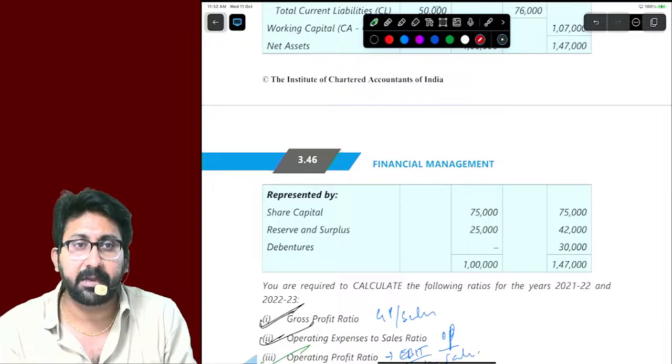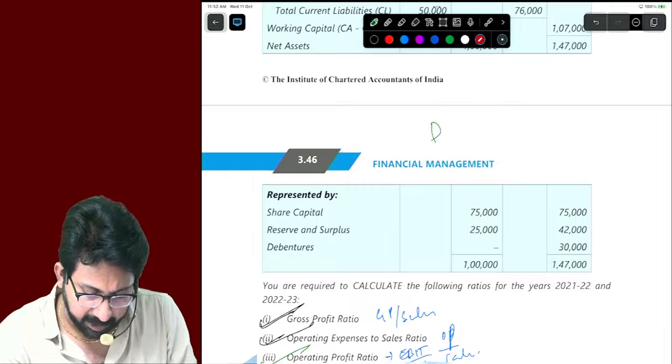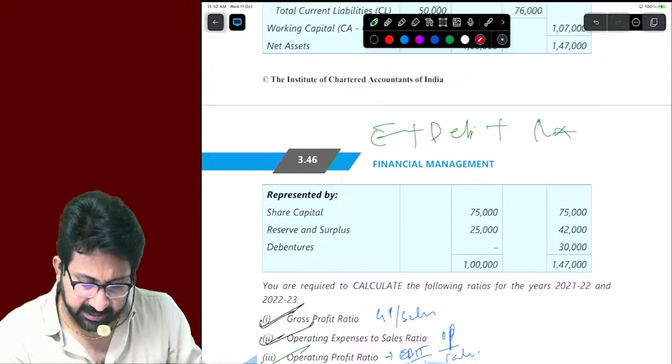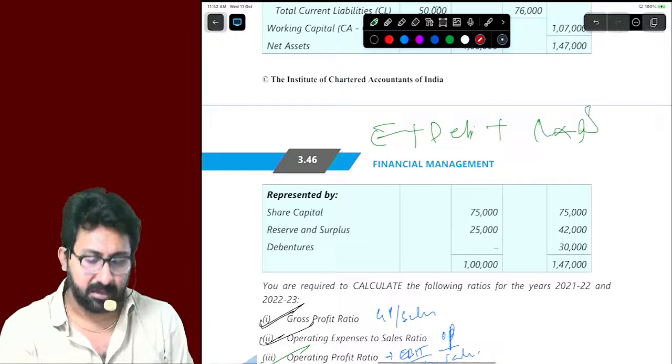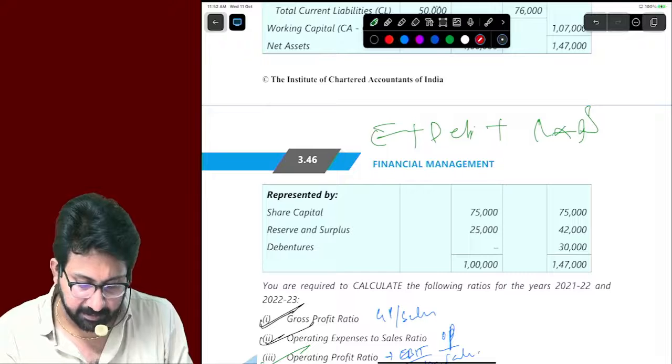What is capital employed? What do you mean by capital employed? Can you please tell me? Capital employed means equity plus debt plus reserves and surplus. Correct? What is the equity? 75,000. What is the reserves and surplus?